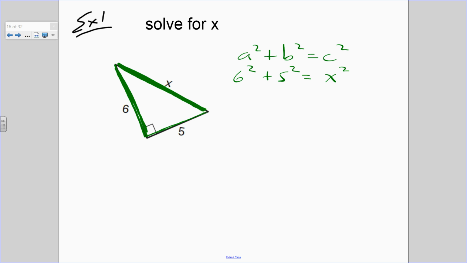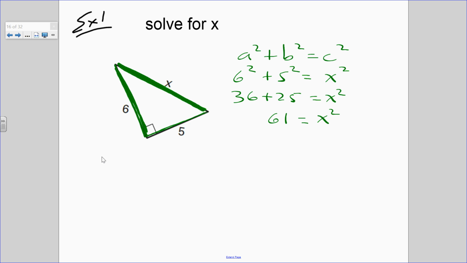6 to the second power. Be careful here. This does not mean 6 times 2. This means 6 times 6. So it's 36. This does not mean 5 times 2. It means 5 times itself. It's 25. 5 times 5. So 36 plus 25 is 61. Careful now. Watch this. X squared equals 61.